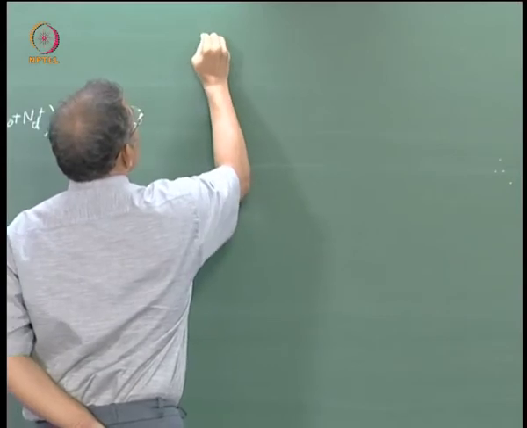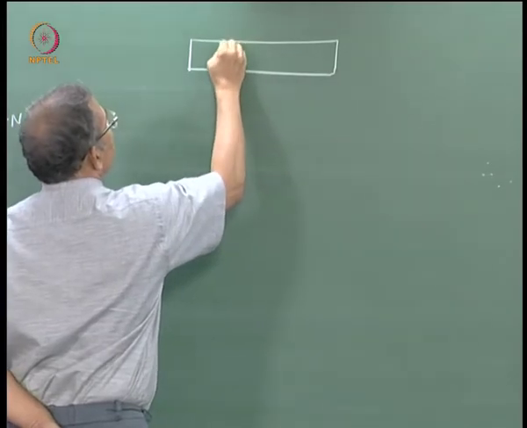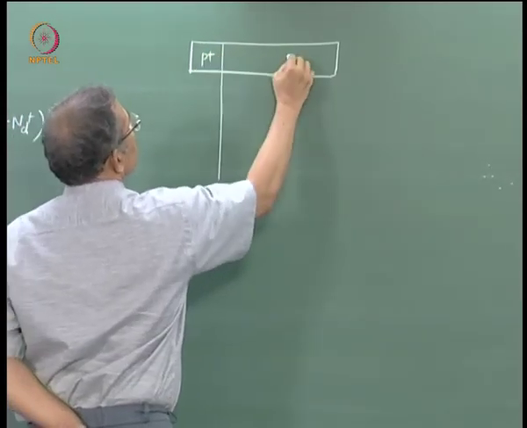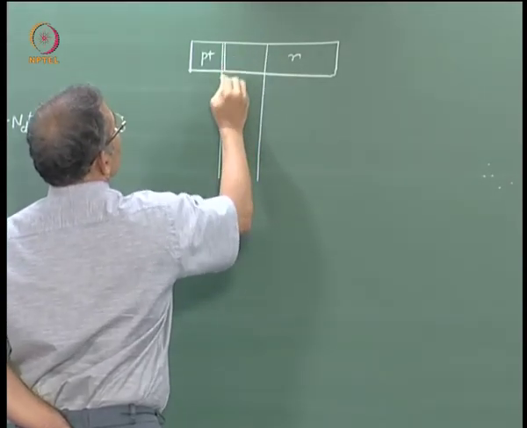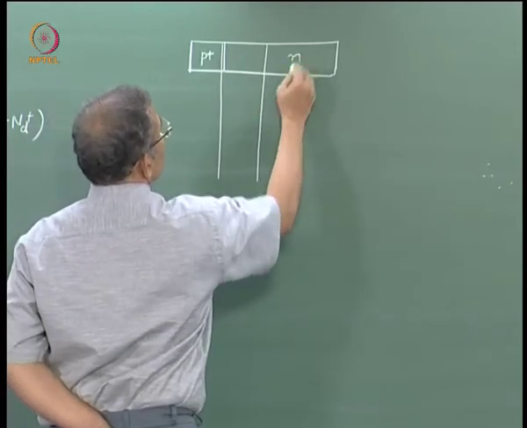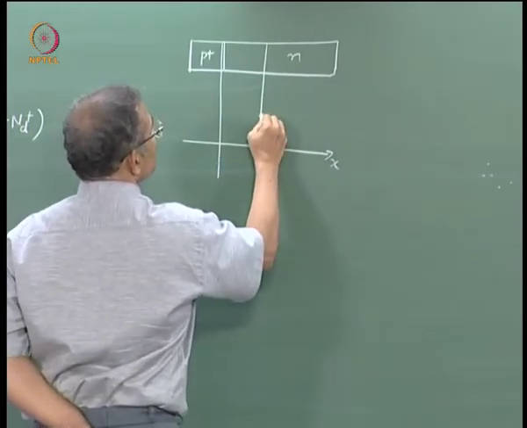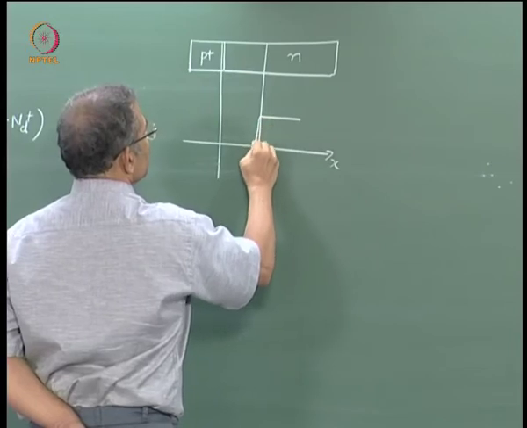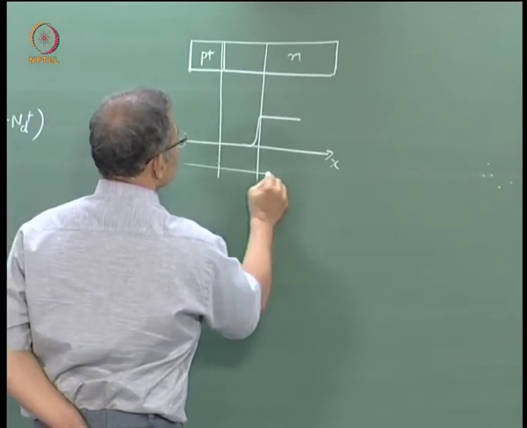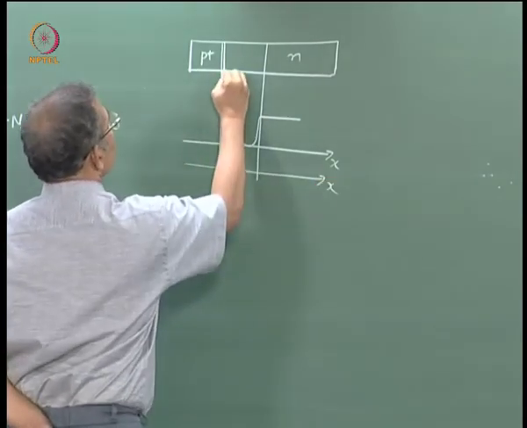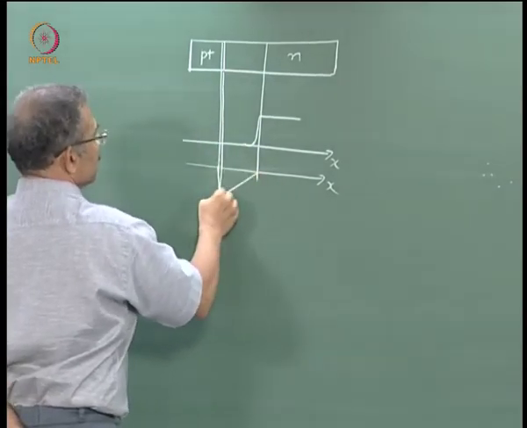So this is your p plus n junction. Let us say this is your space charge region, most of which will be on the n side, and if you sketch your electron concentration on a linear scale, it would look something like this, right? It will fall rapidly. The electric field picture would be something like this under equilibrium, right?